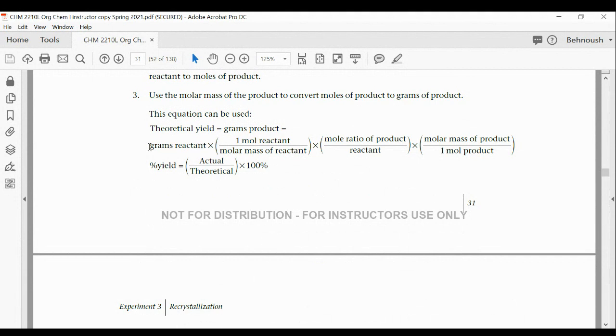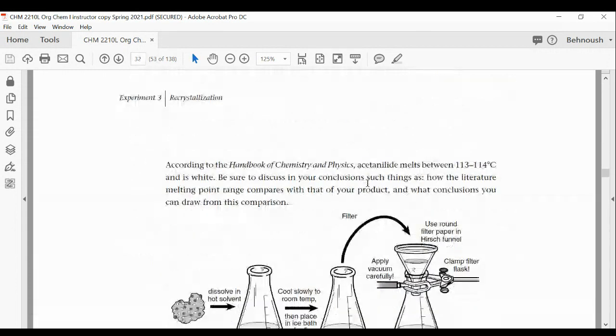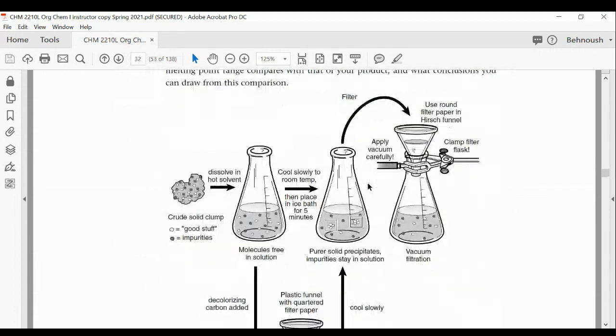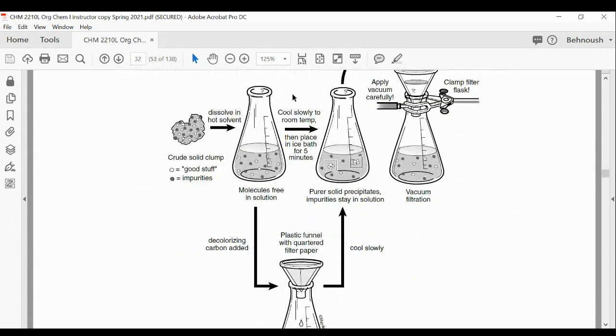You need the mass of the reactant. Volume is given, multiplied by density to get the mass. When you have the moles of product, you multiply by the molar mass of the product over 1 mole of the product to get the mass of the product. Mass of product, or grams of product, is the same thing as theoretical yield. Percent yield would be actual over theoretical, times 100, that gives you the percent yield. I hope I answered some of the questions.